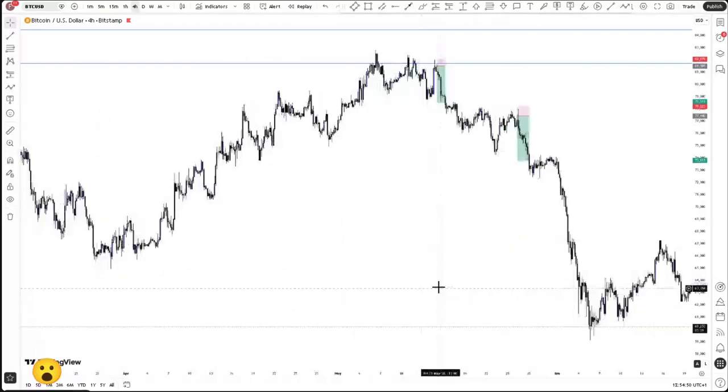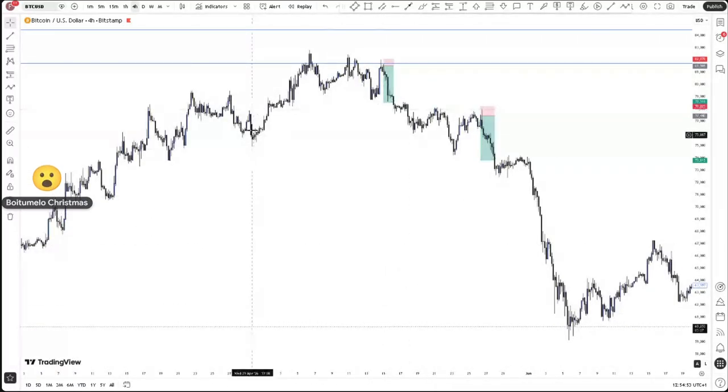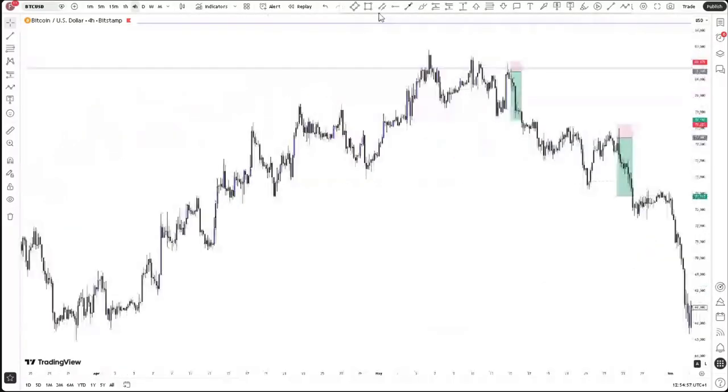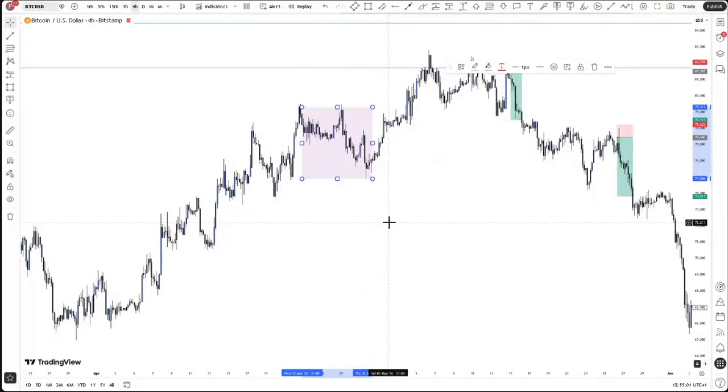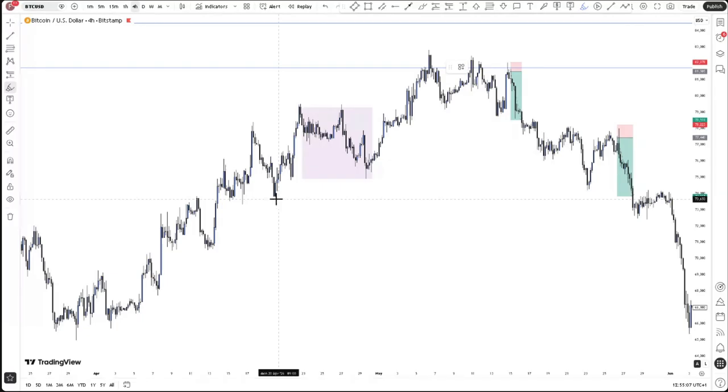When you tell some people to draw structure here, they'll start drawing these things inside here. But it takes someone that understands structure to understand that the whole of this move inside here is internal structure. This is not your main structure. Your main structure is this low to this high. The whole of this move is called a pullback, and this is what? Your breakout. Are you seeing this?